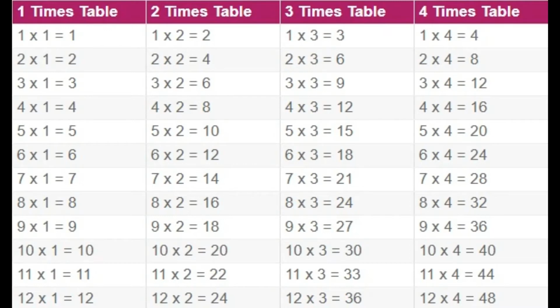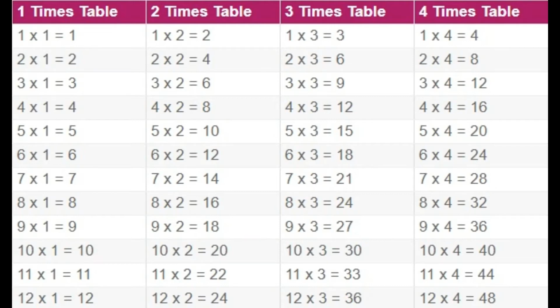1 times 4 is 4. 2 times 4 is 8. 3 times 4 is 12. 4 times 4 is 16. 5 times 4 is 20. 6 times 4 is 24. 7 times 4 is 28. 8 times 4 is 32. 9 times 4 is 36. 10 times 4 is 40. 11 times 4 is 44. 12 times 4 is 48.